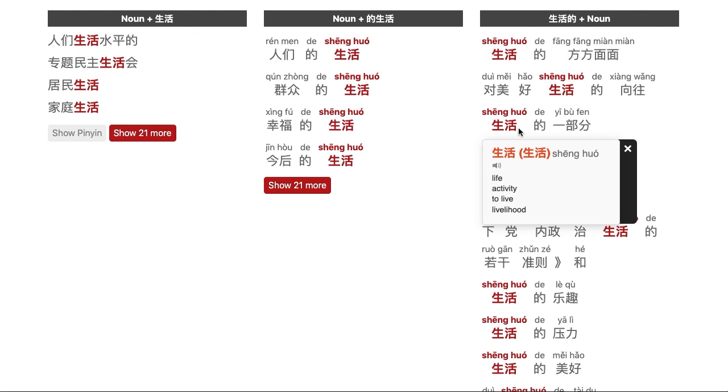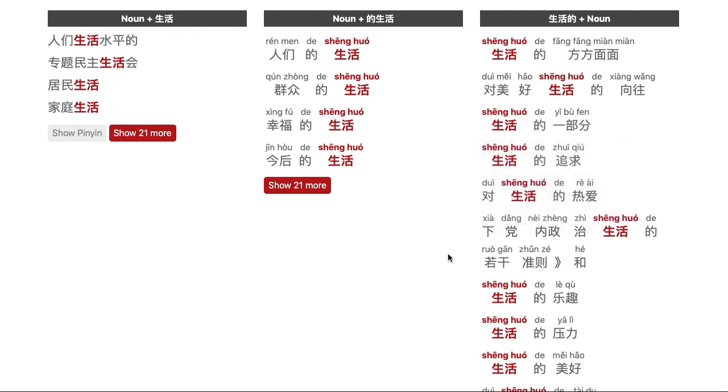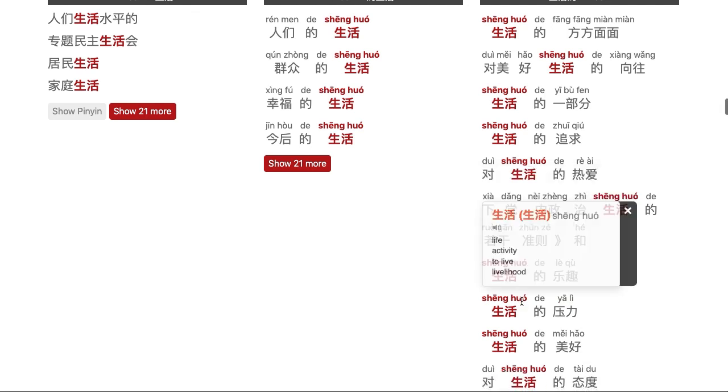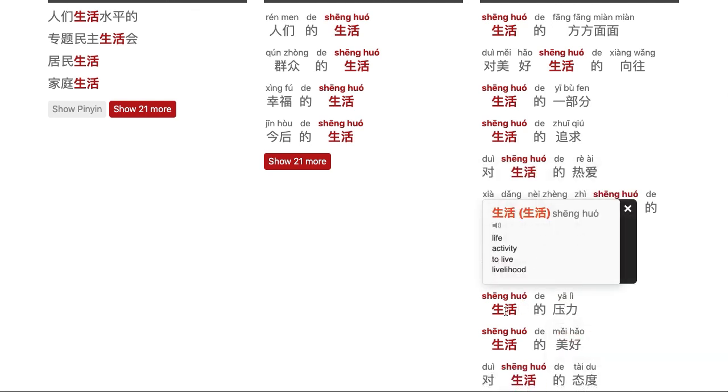To enjoy life, to do things in life, right? 生活的一部分, like this is part of life, right? So anything to do with living from day to day, right? You know, eating, sleeping, things like that. 生活的乐趣, right? The enjoyment of life, the joy of life. 生活的压力, the pressure of life. Things to do with the mundane, with daily life, we use 生活.